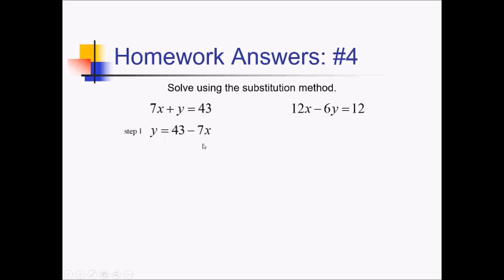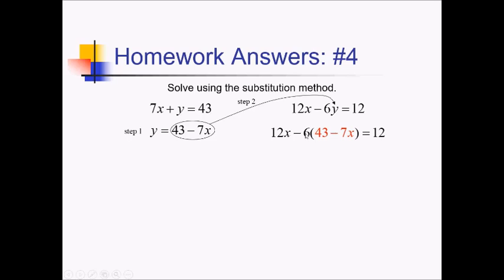I could have tried getting x by itself, but y is going to be a whole lot easier because all I really had to do was subtract that 7x. Now that I have y equaling all this stuff, I can replace y with 43 minus 7x over in this second equation. So that's going to be my second step, to make that substitution. So I'm going to write 12x minus 6 times parentheses 43 minus 7x. All of that equals 12. And now I only have x's over here, so I can solve.